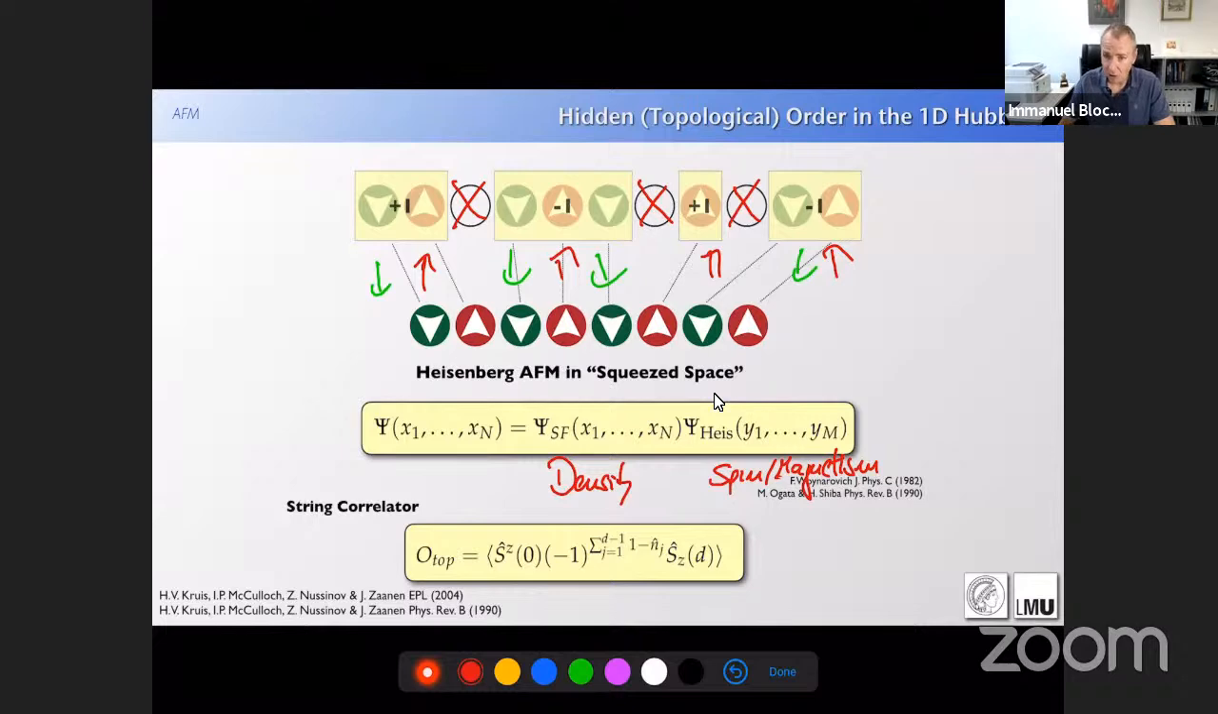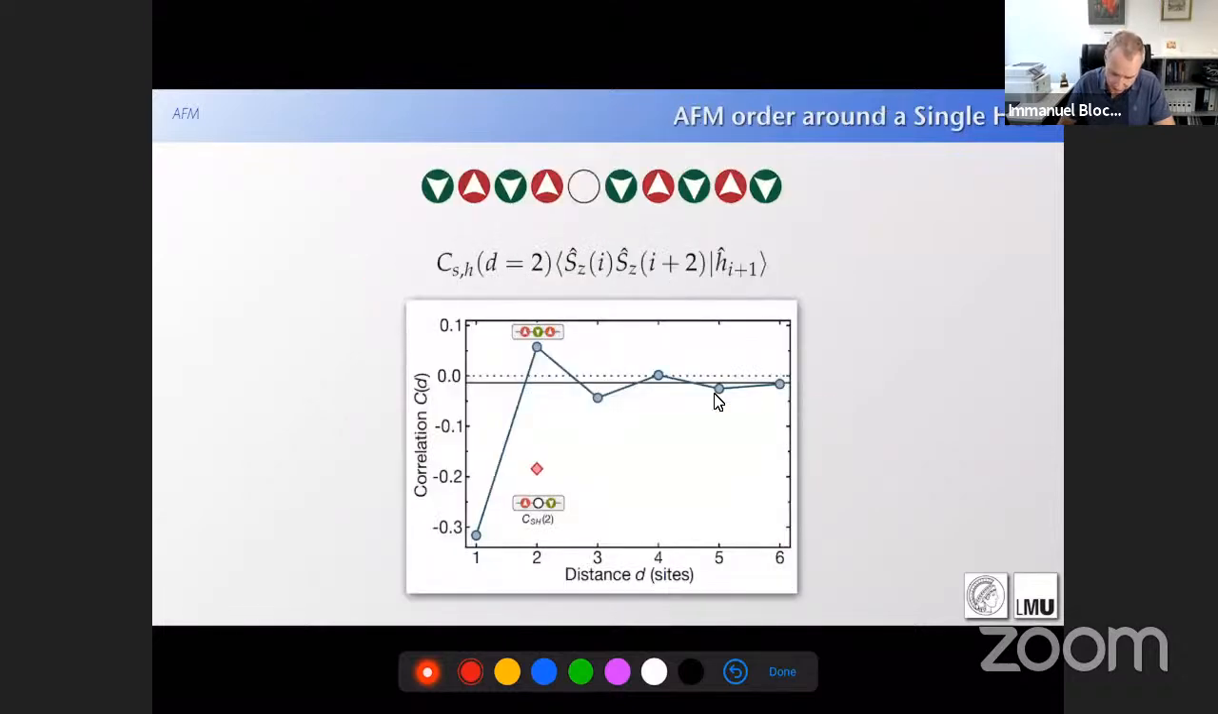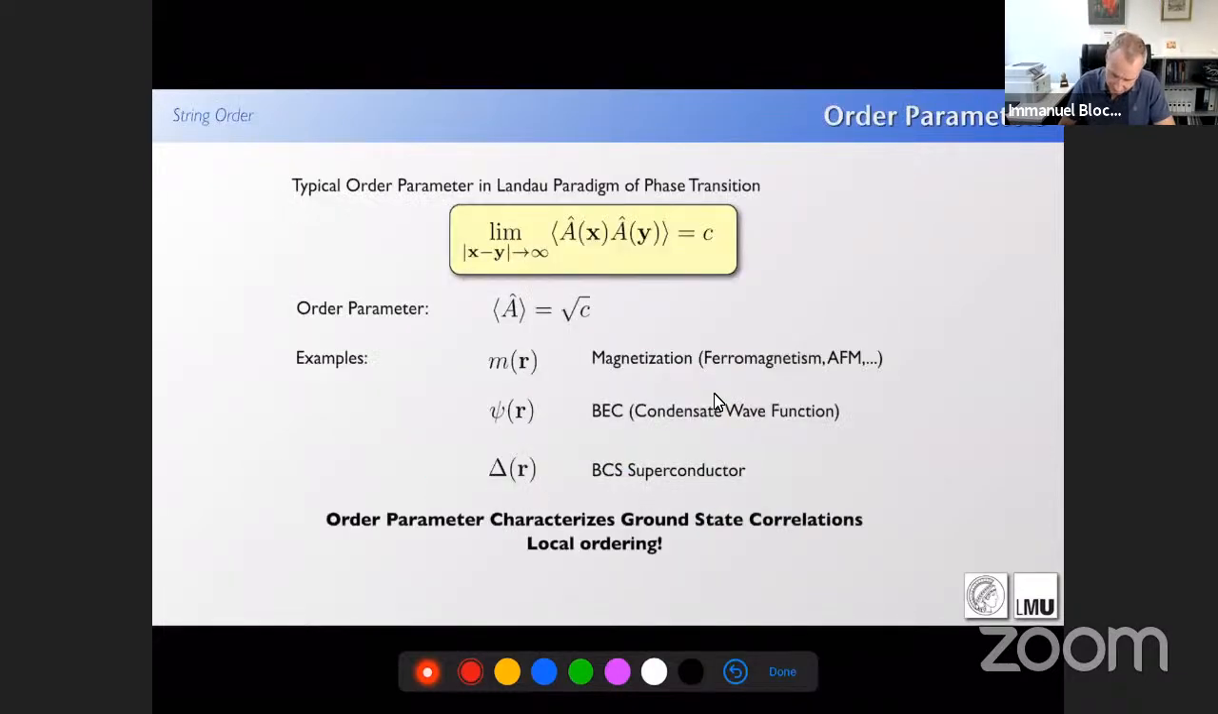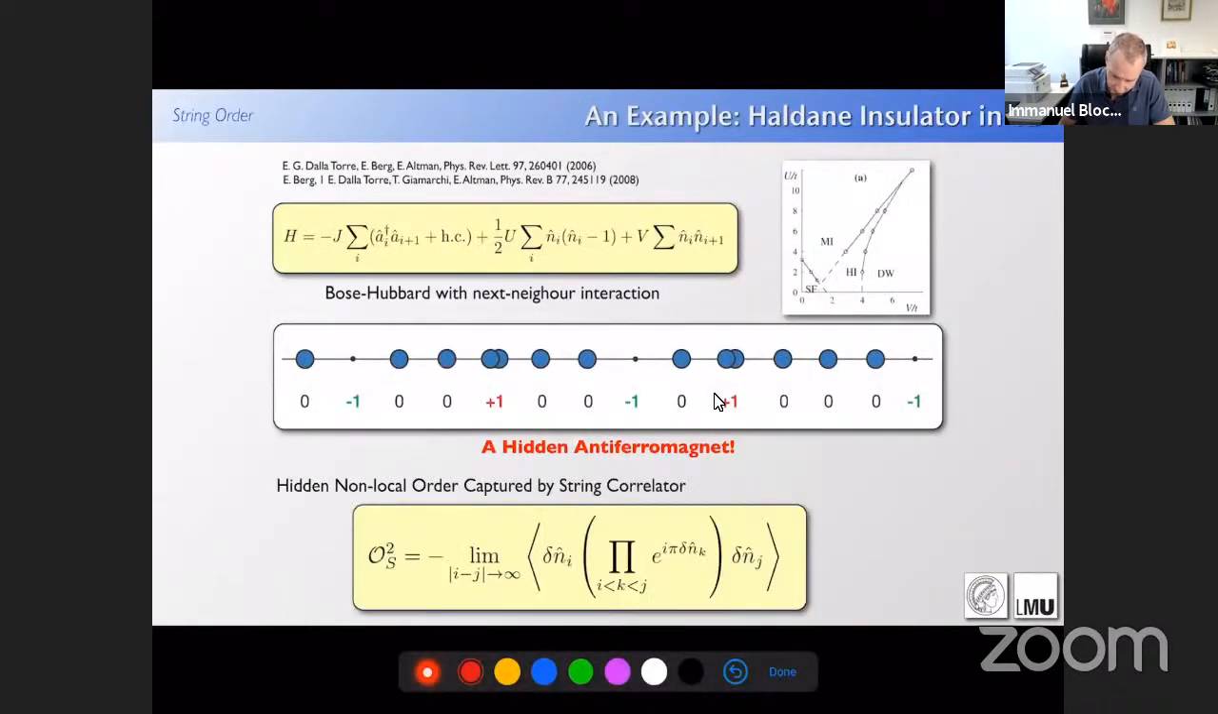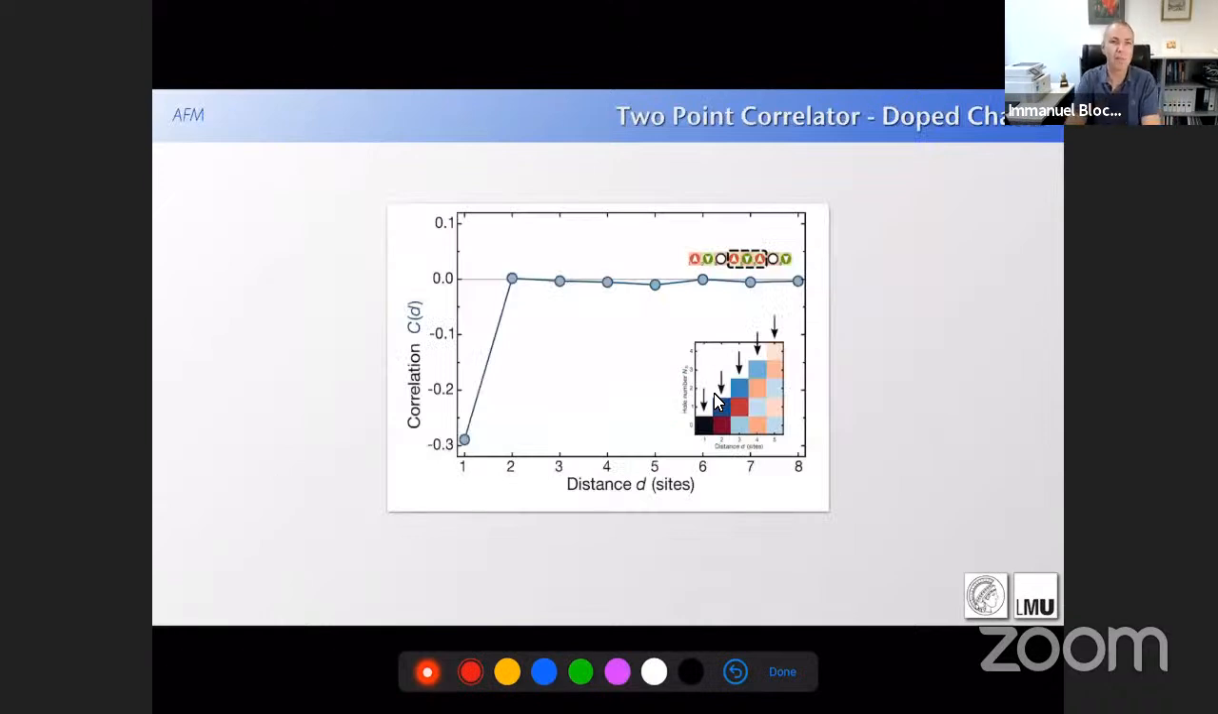All right, let me not talk about the string order, but let me just say I keep those in the notes for you. Let me just show you that you can measure this also. So let's take this 1D chain and put a lot of holes into this chain. And let's measure, first of all, the two-point correlation function. So I'm measuring S^z_i S^z_{i+d}, and this is what I'm measuring.